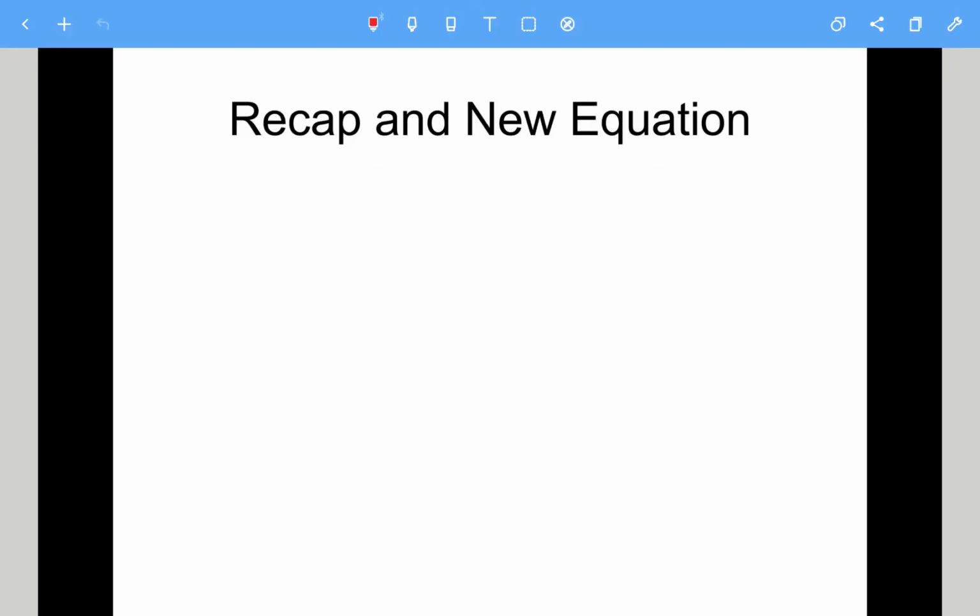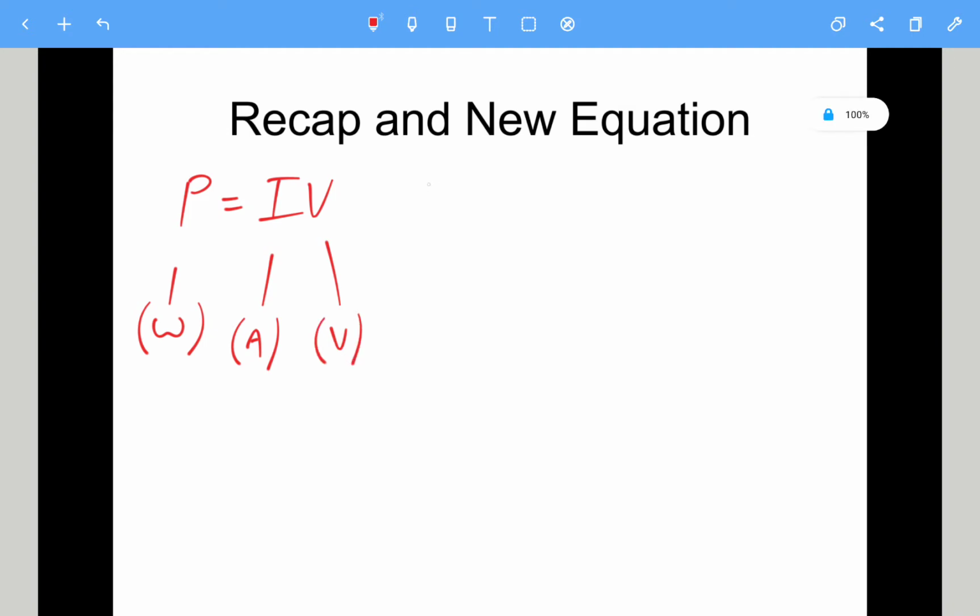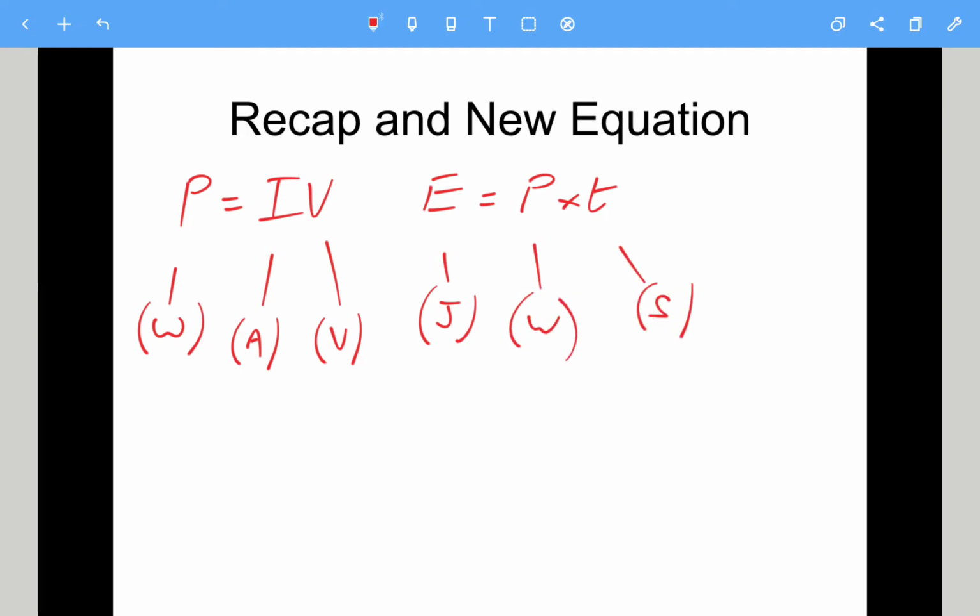So in terms of equations, we're going to be using P equals IV, which we've used in previous lessons. So power is measured in watts, current is measured in amps, and voltage V is measured in volts. Then we've also got energy is power times time, energy in joules, power in watts, time in seconds. So we've used them previously.